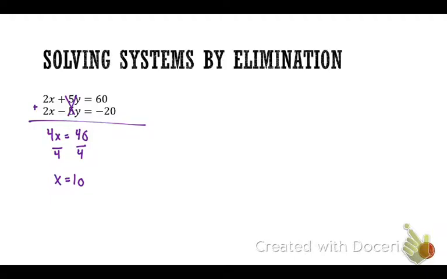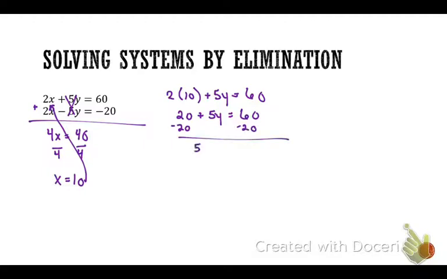All right. What do you do with 10? What do you do with your x value? Plug it back in. It doesn't matter which one. So just plug it back into the first one. 2 times 10 plus 5y equals 60. 20 plus 5y equals 60. Now what do you guys do? Subtract 20. You're just solving a 2-step equation now. 5y equals 40. Divide by 5. Y equals 8.